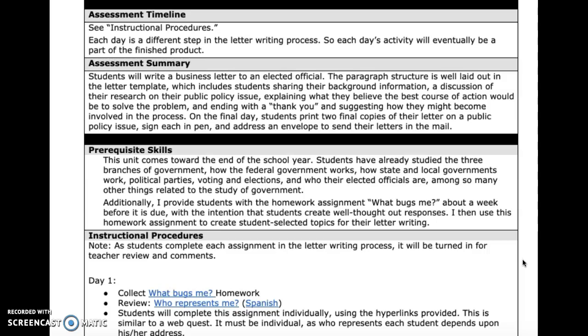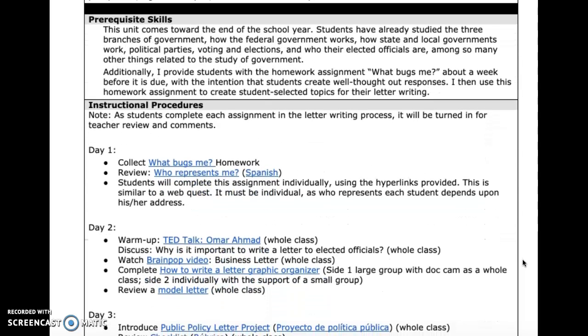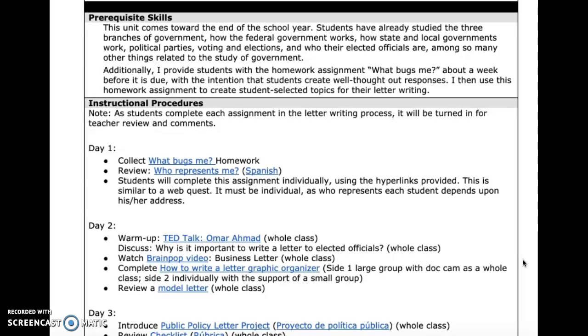As I said, this unit happens towards the end of the school year, so we've already studied the different levels of government, what each level does, who their elected officials are, as well as political parties, voting, and elections. So they should be familiar with all of these concepts needed in order to create this project.